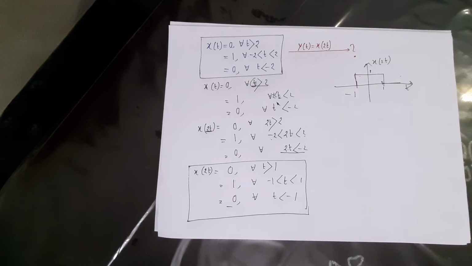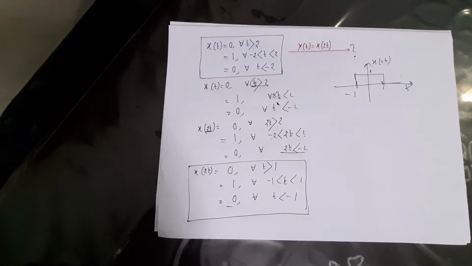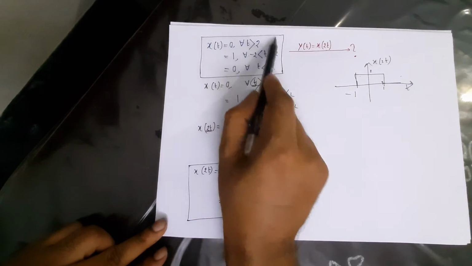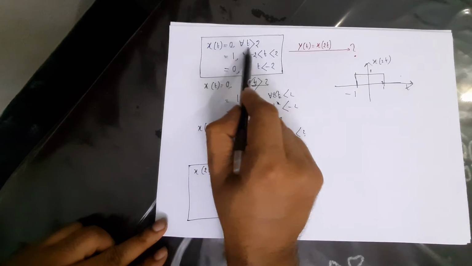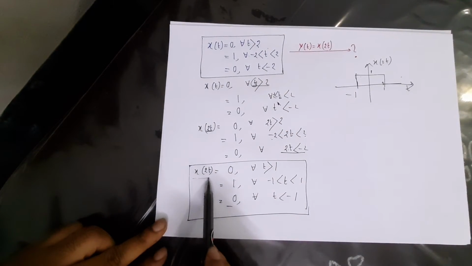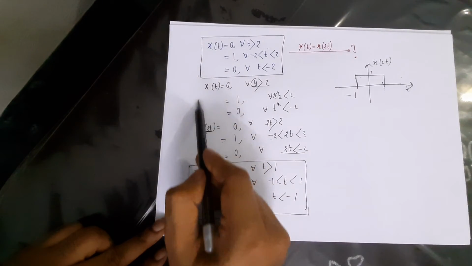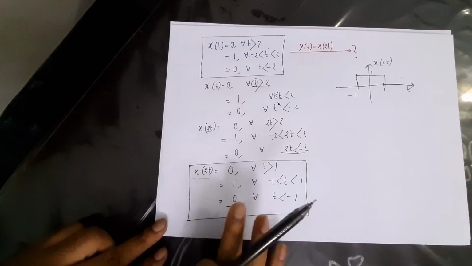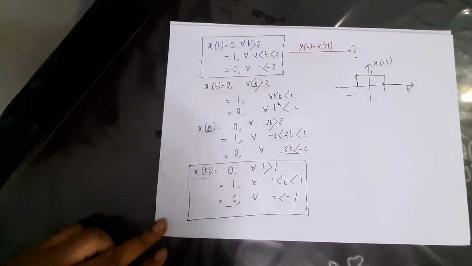And also in your semester examination, if you are given the description of the signal in this way, that is the value is given in different time intervals, and you are asked to find out x of 2t, then you have to follow this procedure to get to x of 2t. So I hope that it is clear up to this part.